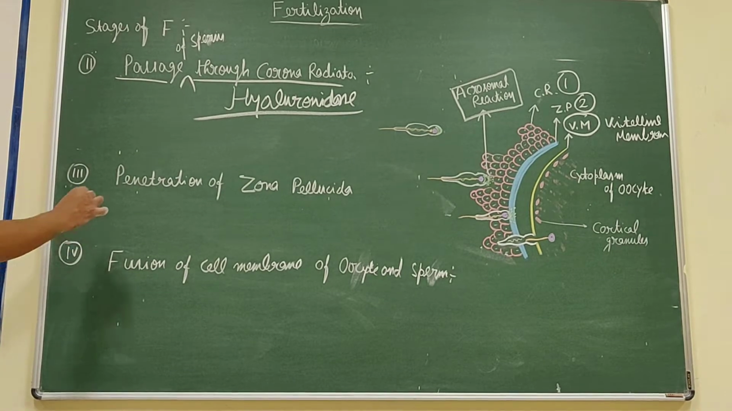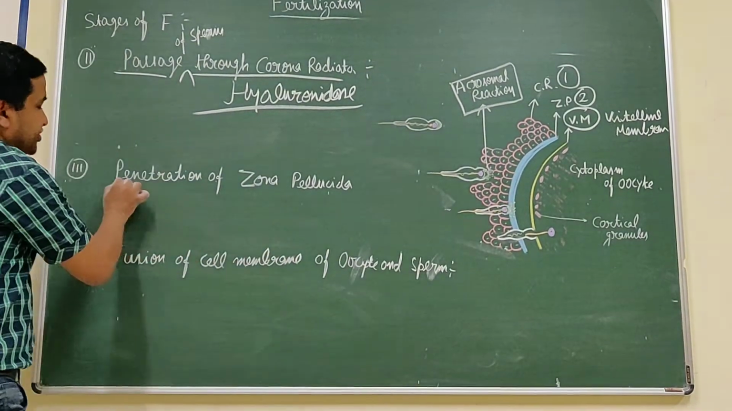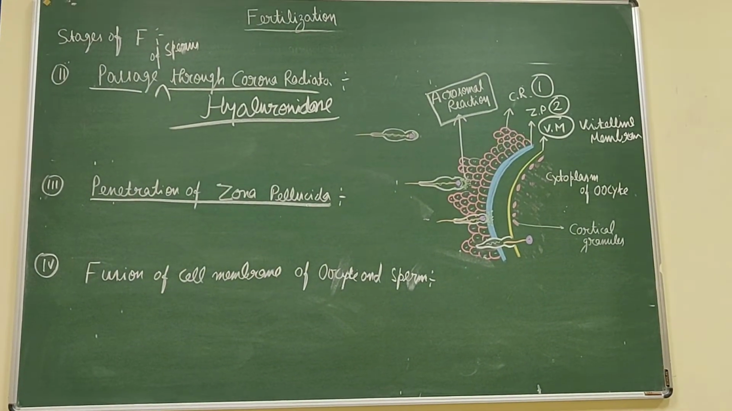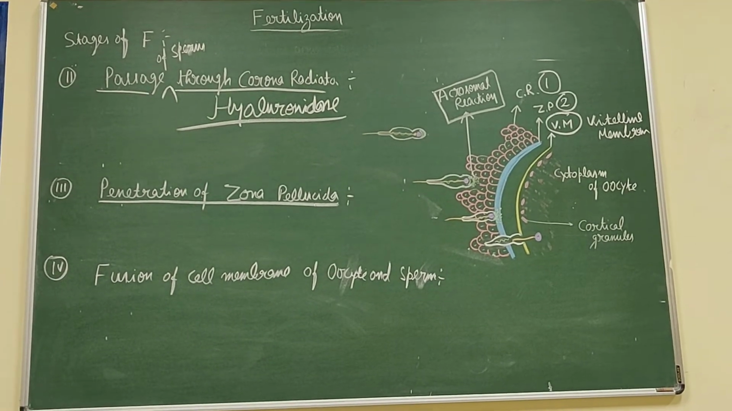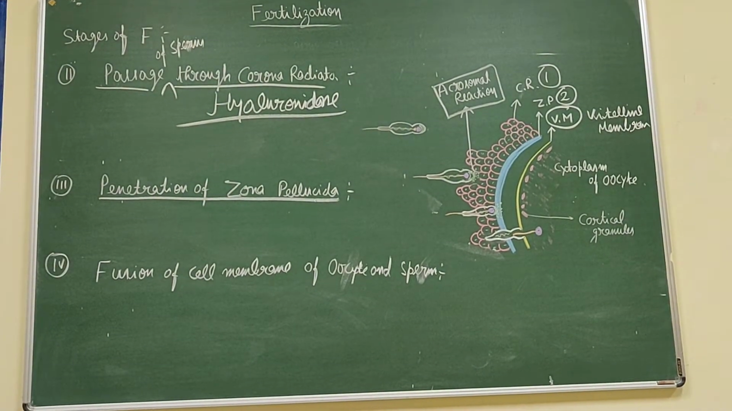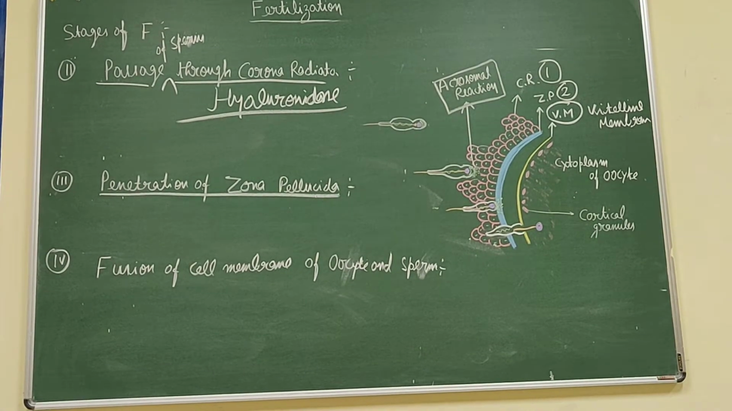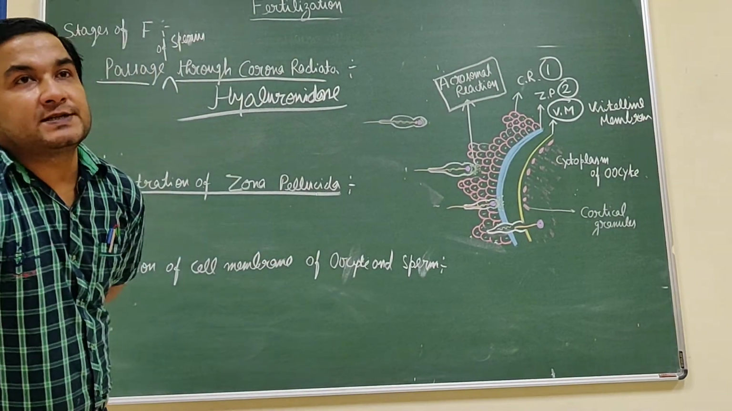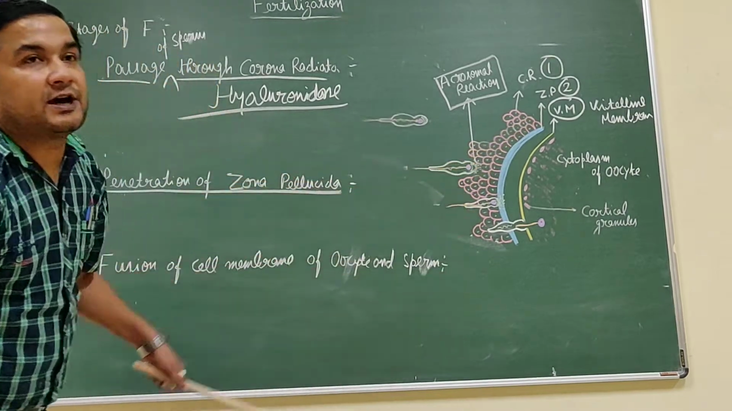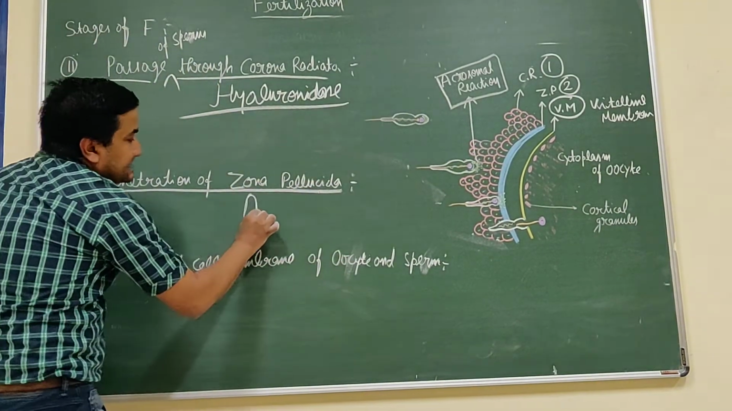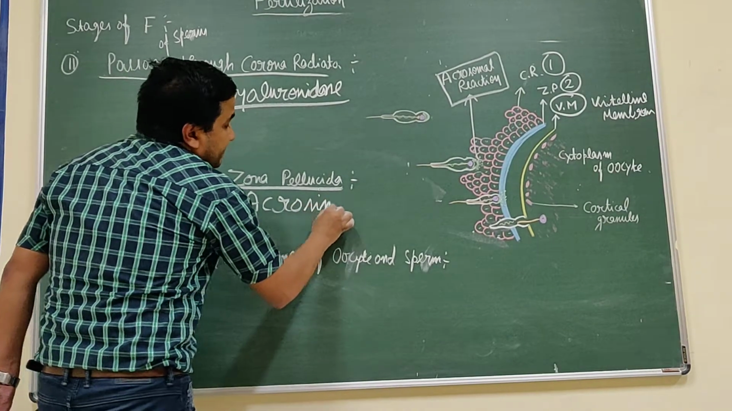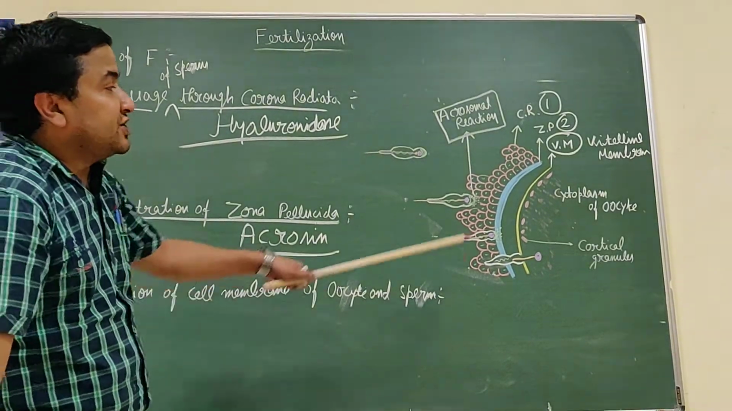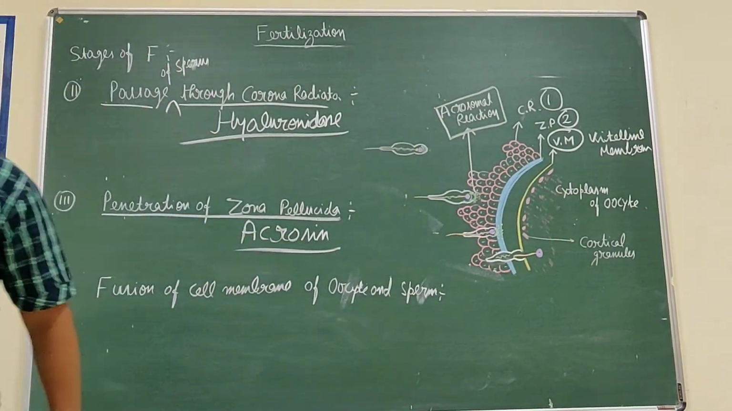Now after this, the next stage is the penetration of the zona pellucida. The second barrier is the zona pellucida. The zona pellucida is a glycoprotein structure. Now this sperm binds with the receptor proteins present on the zona pellucida and releases the enzyme acrosin, and this enzyme helps to digest the zona pellucida layers.